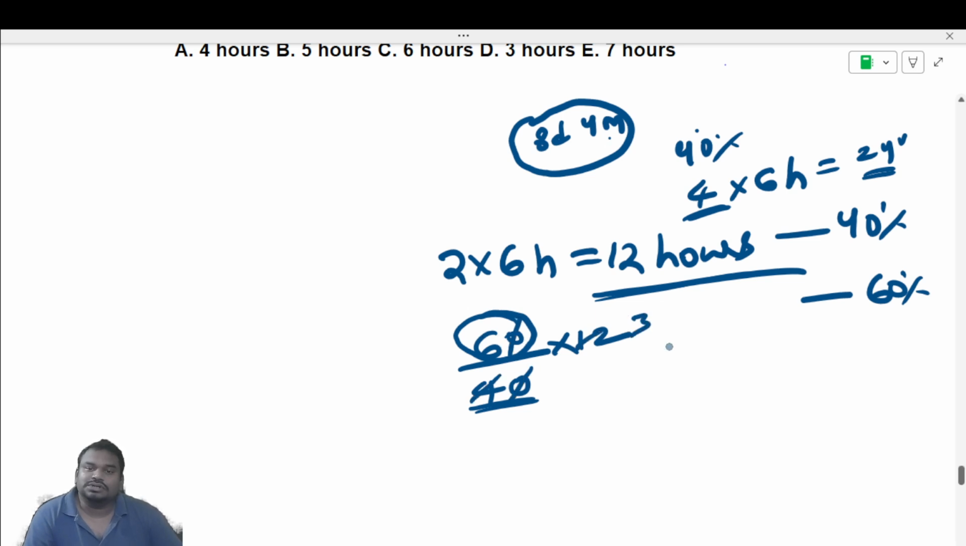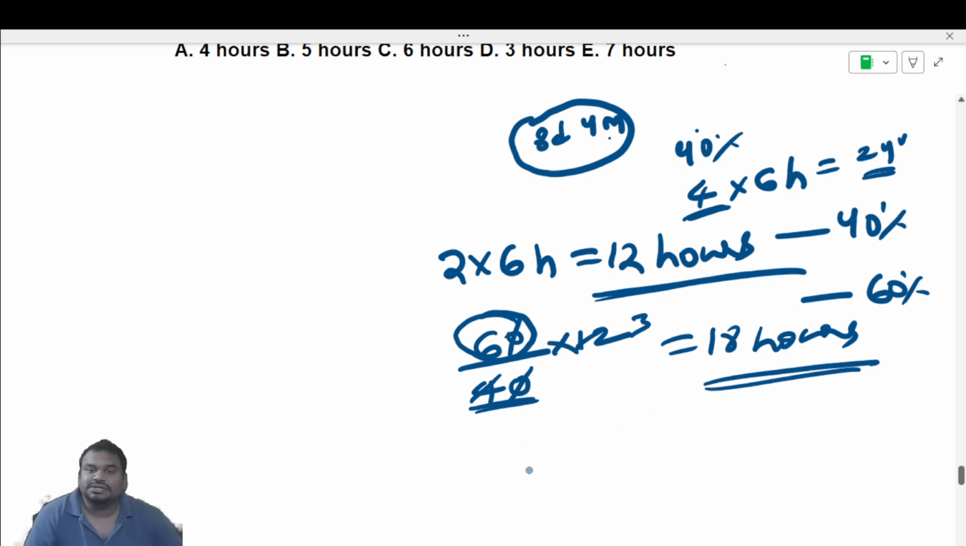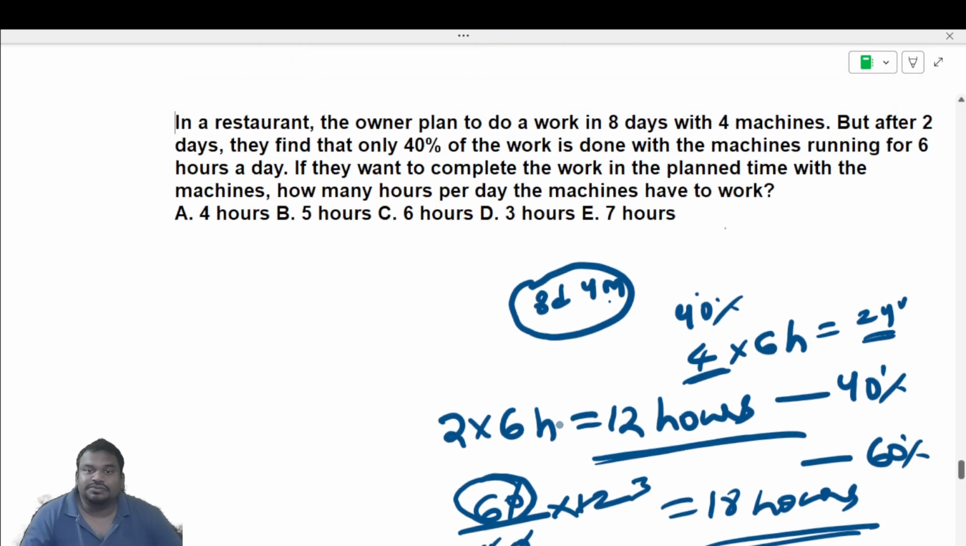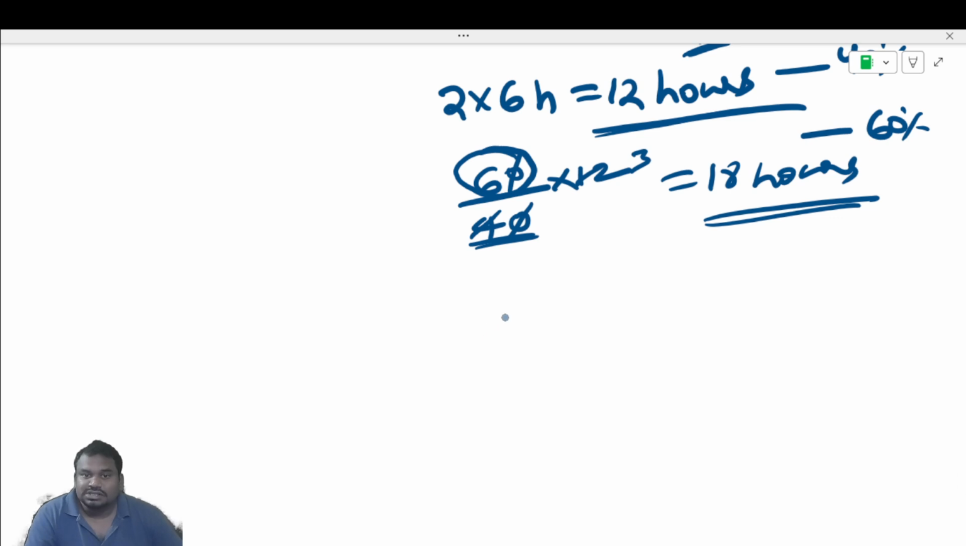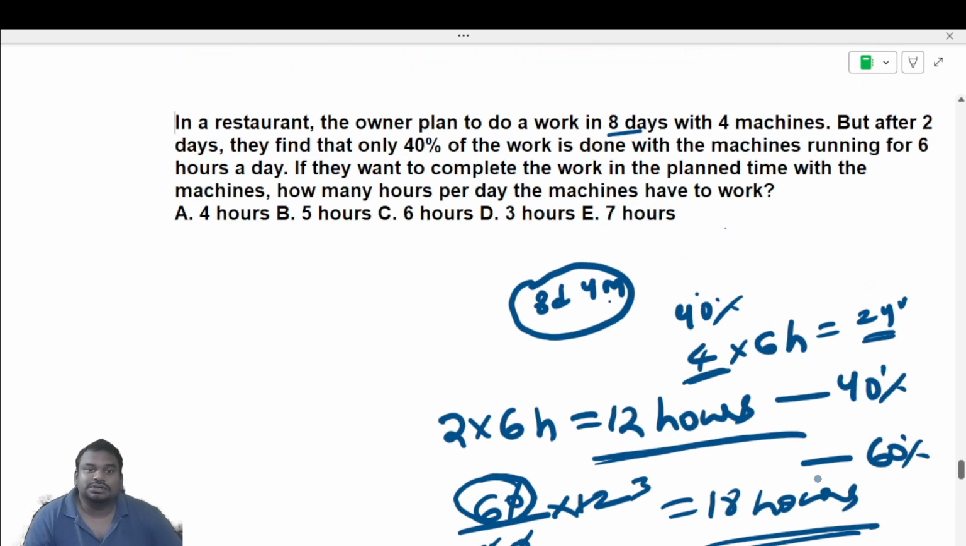So 18 hours they take. But 18 hours of work is left. How many days are left? Because they want to finish the work as per the plan, and their plan was to complete it in 8 days. So 2 days are completed, and the remaining days are 6. 18 hours of work should be completed in 6 days. So it means 3 hours per day they have to work. 3 hours per day they have to work. So that is the answer. The question is a little lengthy, but if you understand it, it is easier.